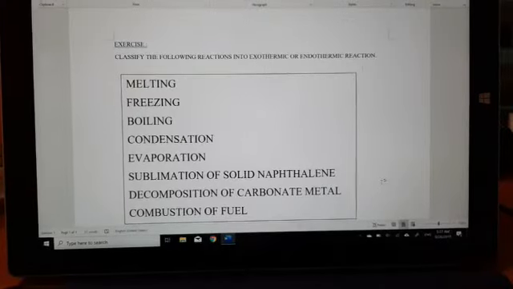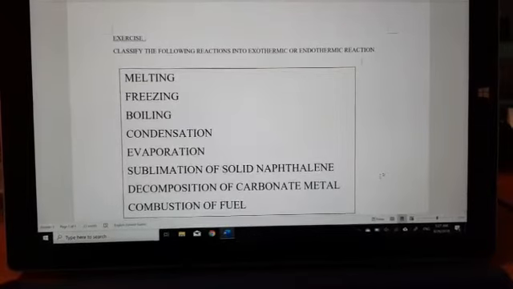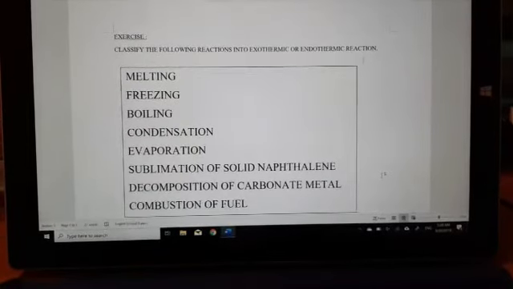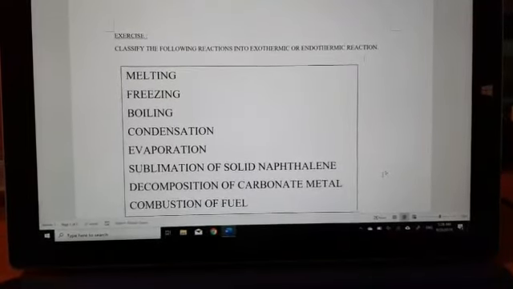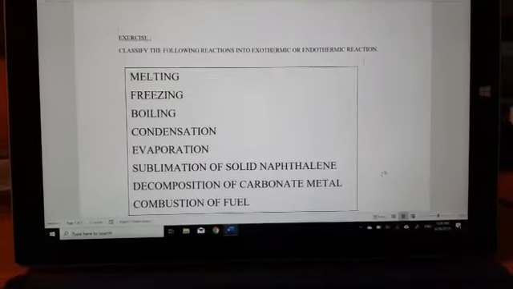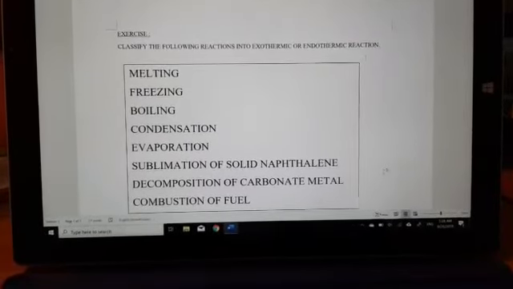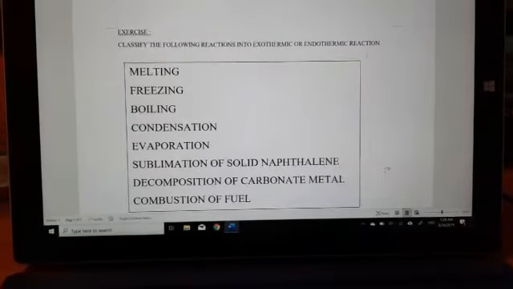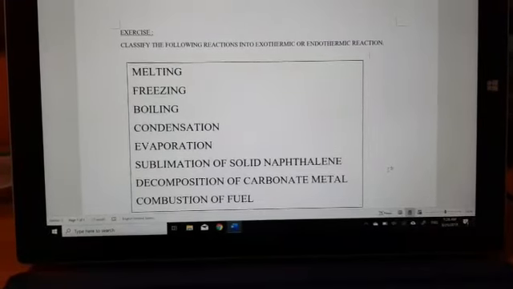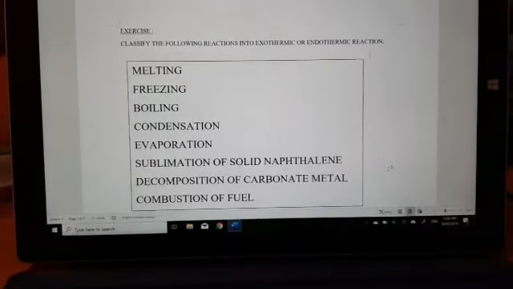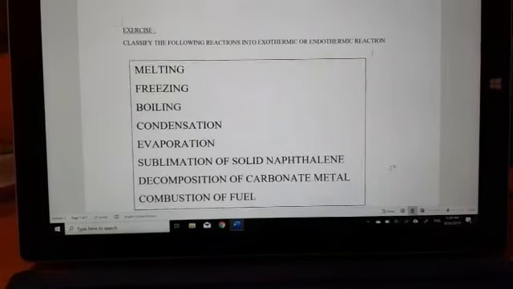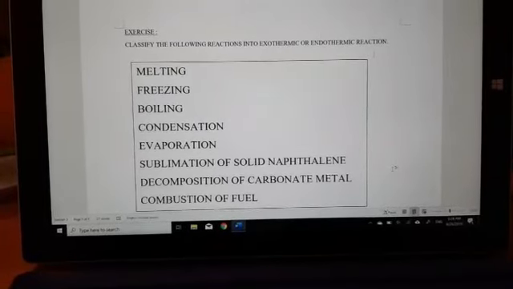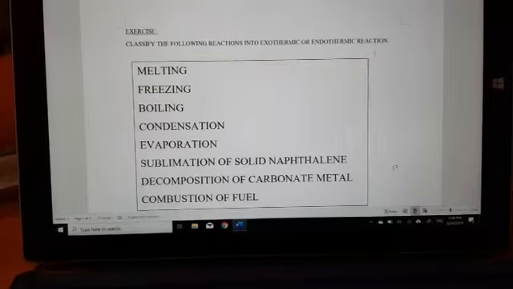Now let's do an exercise. Classify the following reactions into endothermic or exothermic reactions: melting, freezing, boiling, condensation, evaporation, sublimation of solid naphthalene, decomposition of carbonate metal, and combustion of fuel.